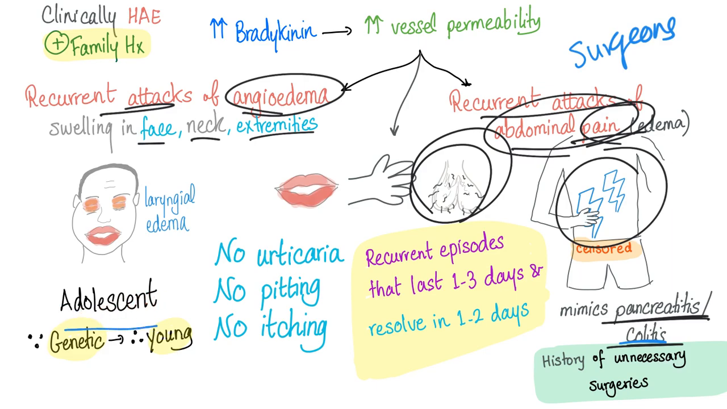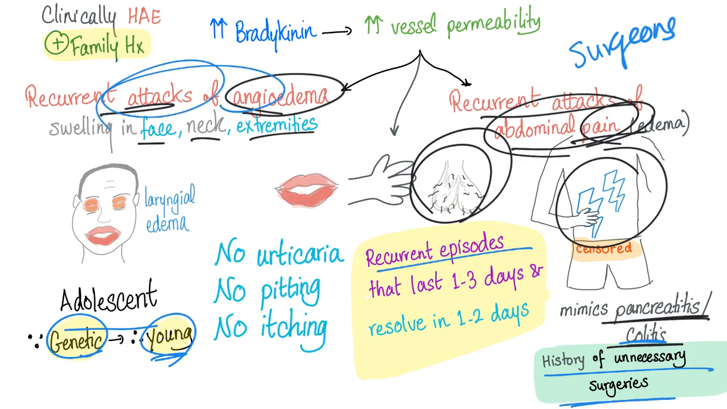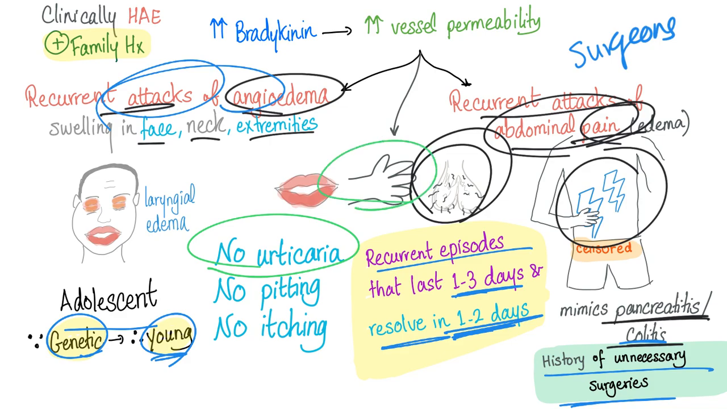Why adolescent? Because it's genetic. If it's a genetic problem, it's gonna be more likely a young patient. History of unnecessary surgeries, recurrent episodes or attacks, they last 1 to 3 days. They resolve on their own in 1 to 2 days. Don't forget, there is no urticaria, meaning there is no rash in this disease. No pitting. The angioedema is a non-pitting edema because it's an exudate, not a transudate, and there is no itching.